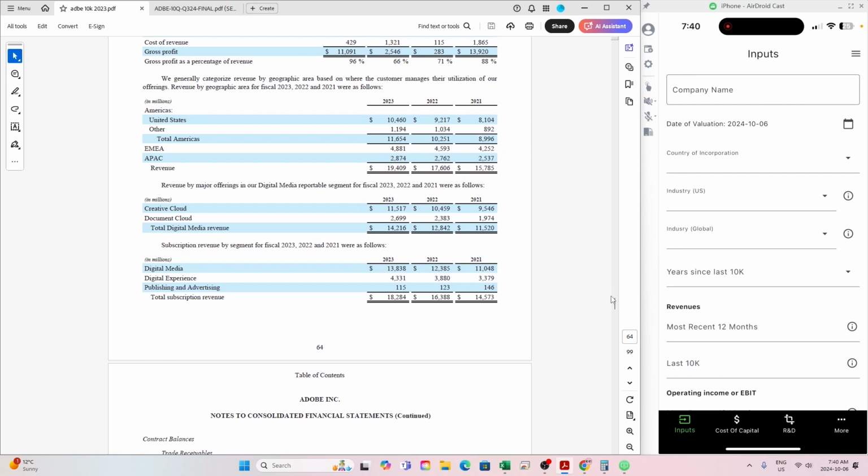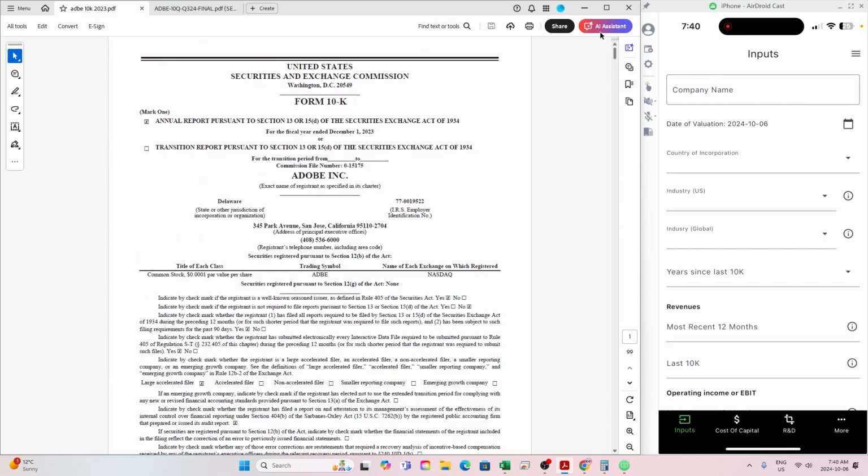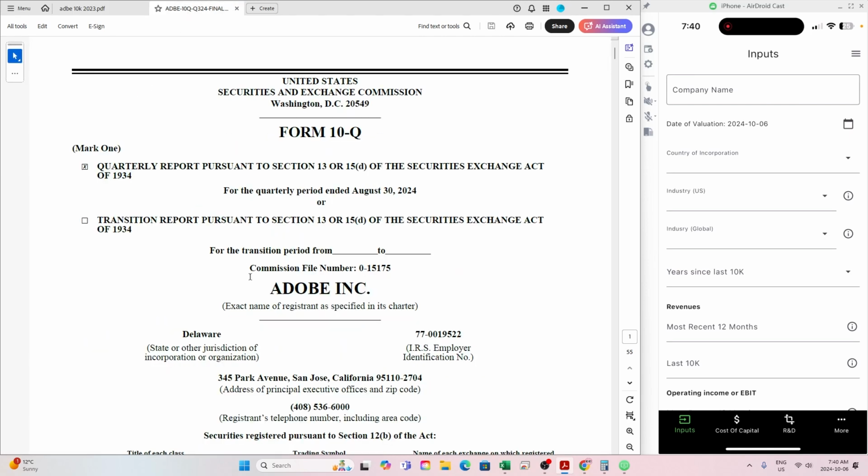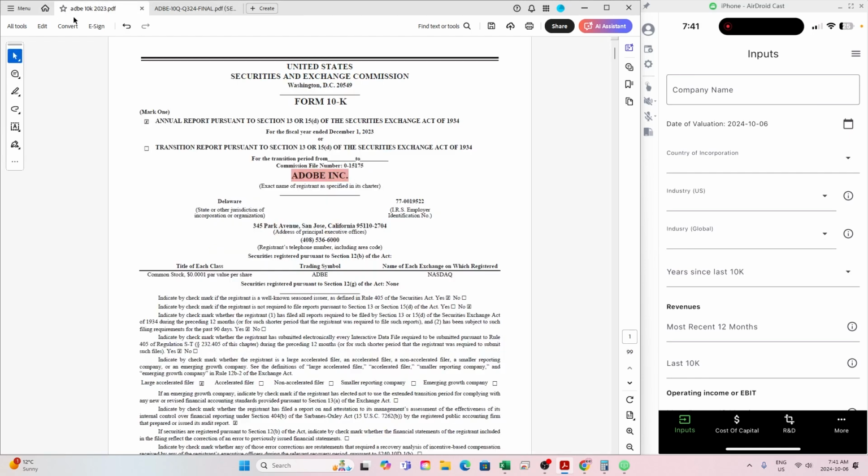In today's video, we are going to uncover the true intrinsic value of Adobe stock using the DCF model. Let's find out if it's a great buying opportunity after a recent dip, or should you stay cautious. Let's get into it. To find out Adobe's intrinsic value, we need to look at its latest financial report.